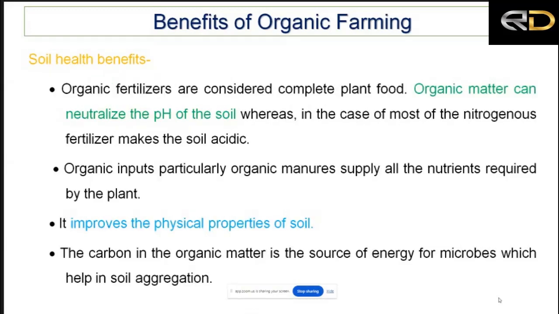And lastly, in terms of soil health benefits, if we adopt organic farming, soil health will be maintained. Soil health means we are maintaining the components of soil in a better manner, like their biological, physical and chemical parameters. If we maintain them in an optimum composition, we get good productivity. For example, if we add organic matter, it will directly improve the porosity.